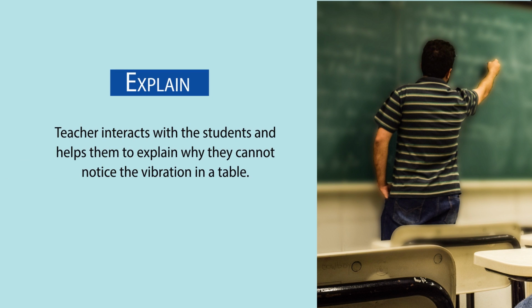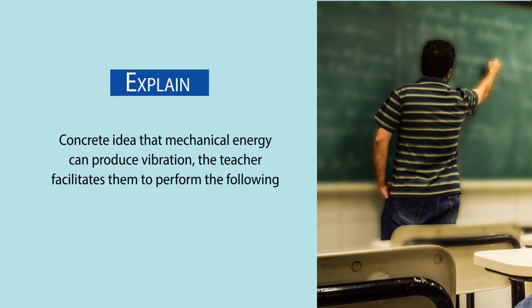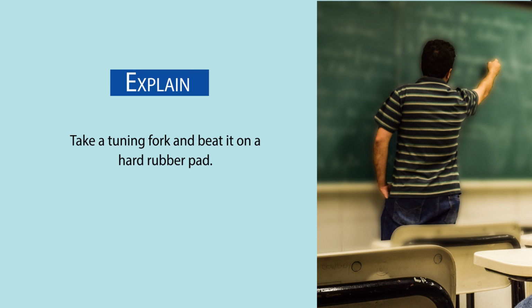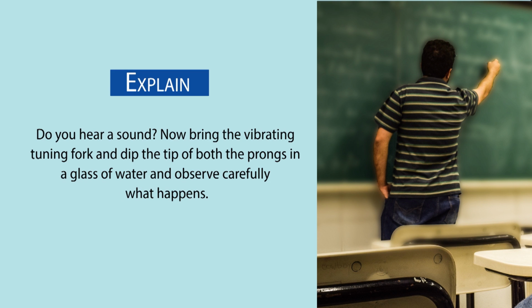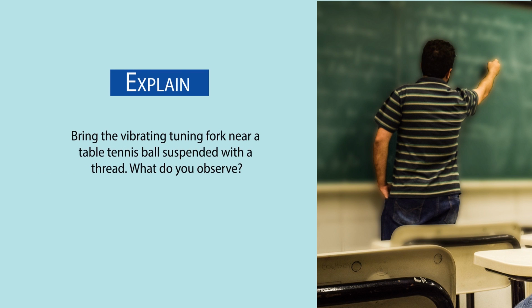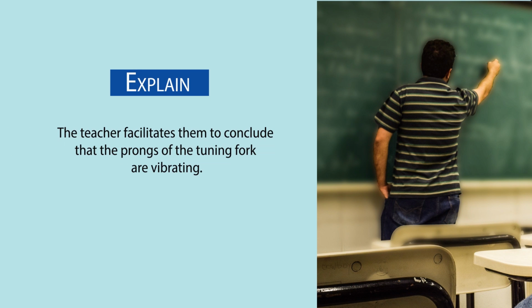The teacher interacts with the students and helps them to explain why they cannot notice the vibration in a table. To give the students a concrete idea that mechanical energy can produce vibration, the teacher facilitates them to perform activities such as take a tuning fork and beat it on a hard rubber pad. Do you hear a sound? Now bring the vibrating tuning fork and dip the tip of both the prongs in the glass of water and observe carefully what happens. Bring the vibrating tuning fork near a table tennis ball suspended with a thread. What do you observe? The teacher facilitates them to conclude that the prongs of the tuning fork are vibrating.